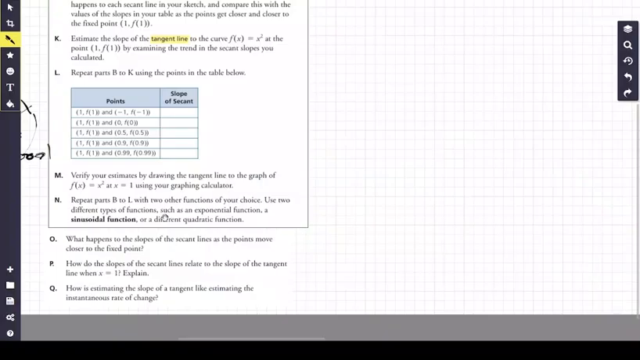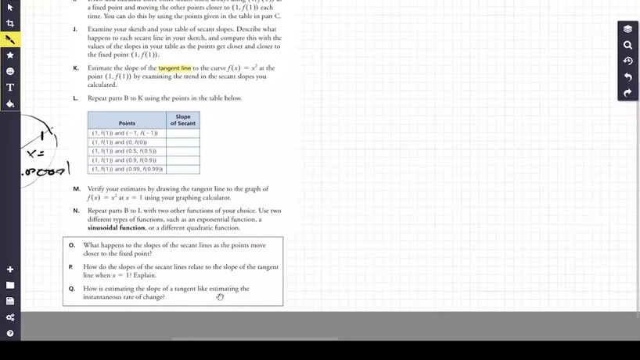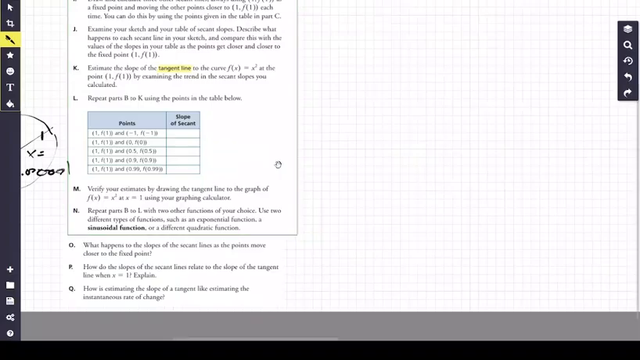So we can say that the slope of the secant line gets closer, closer, and closer to the slope of the tangent line when x equals 1. Oh, okay. So how is estimating the slope of a tangent line like estimating the instantaneous rate of change? Well, I'll draw a line here instead.